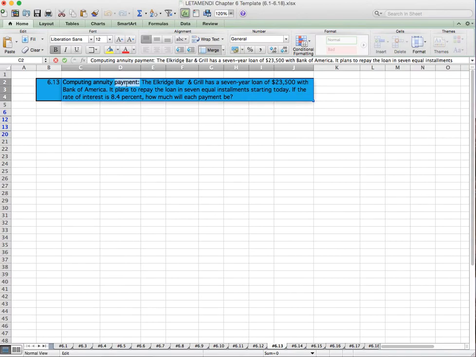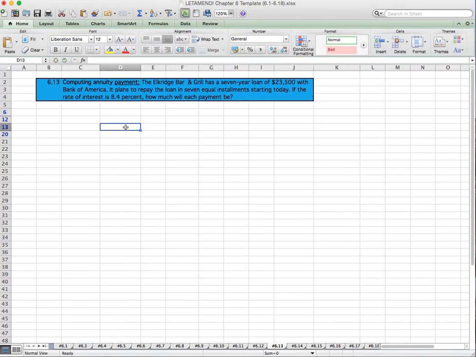Now we're talking about payments. So now that we are talking about payments, we're going to be using that PMT section of the FV and the PV formulas that we're using in Excel.